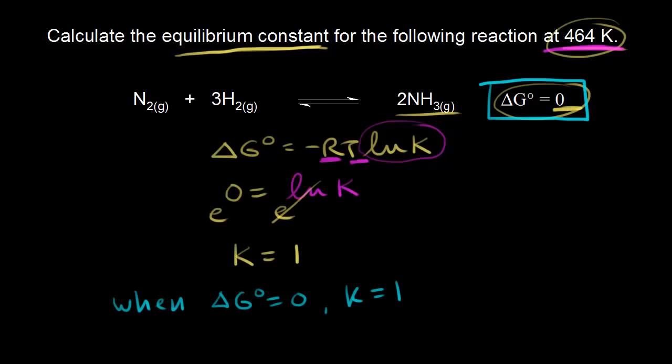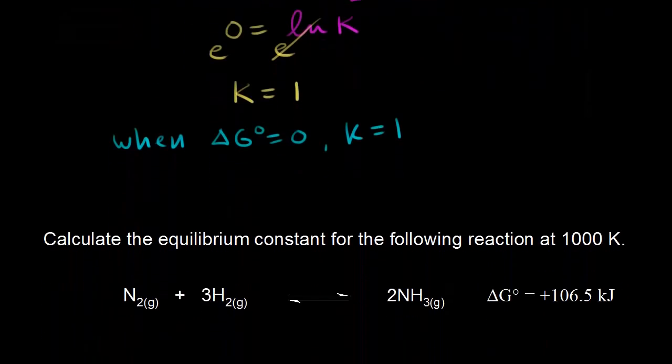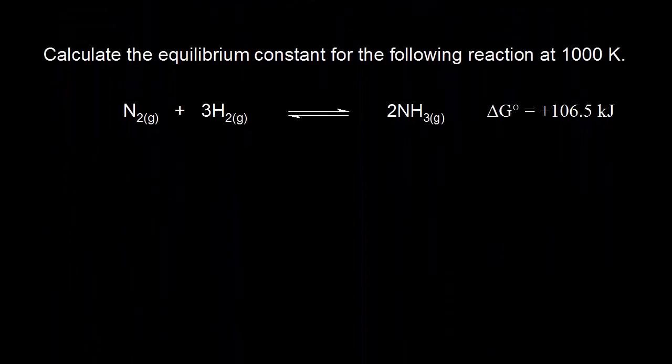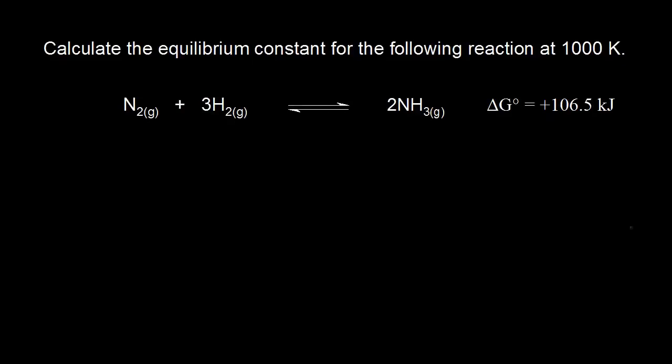Let's do one more example. So let's find the equilibrium constant again at another temperature. So now we're at 1000 K, and our standard change in free energy, delta G0, is equal to positive 106.5 kilojoules. So delta G0 is equal to negative RT natural log of K.